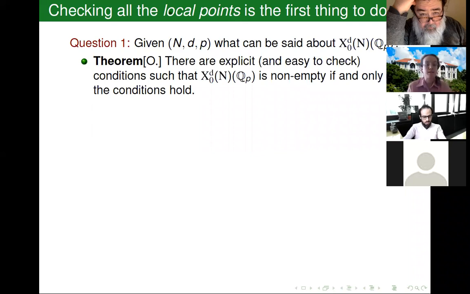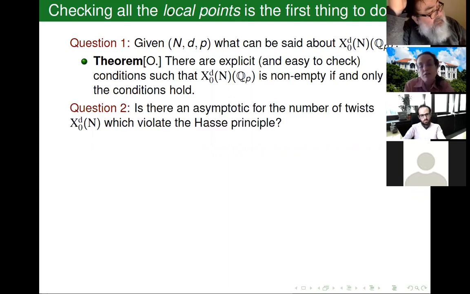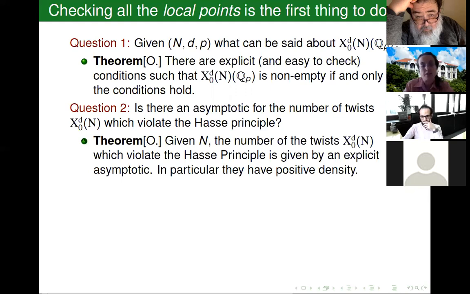Something that can be said is the following. There are explicit and very easy to check conditions that tell you whether or not this local set is empty or non-empty. So we have the necessary conditions, at least, to have local points everywhere. That may not be enough for global points, obviously. But then you can ask the following. Among those twists that have local points everywhere, how many of them are failing to have global points? Can you tell asymptotically how many there are that are violating the Hasse principle? And again, the answer is yes. It's possible to give such an asymptotic. And in fact, they have positive density.